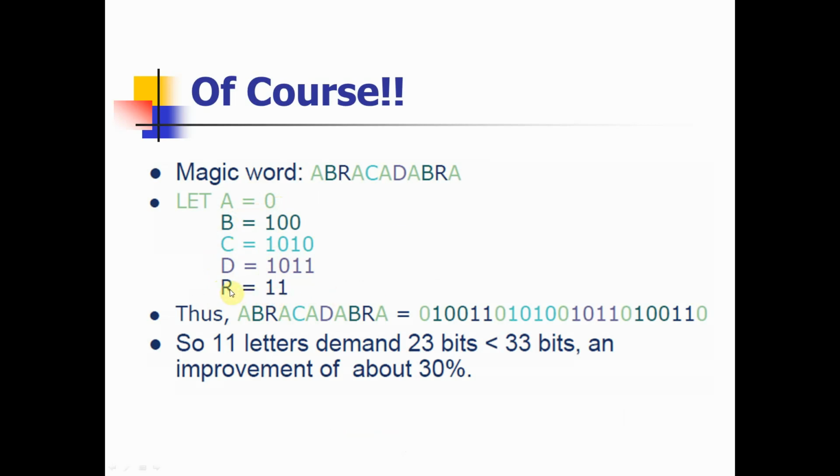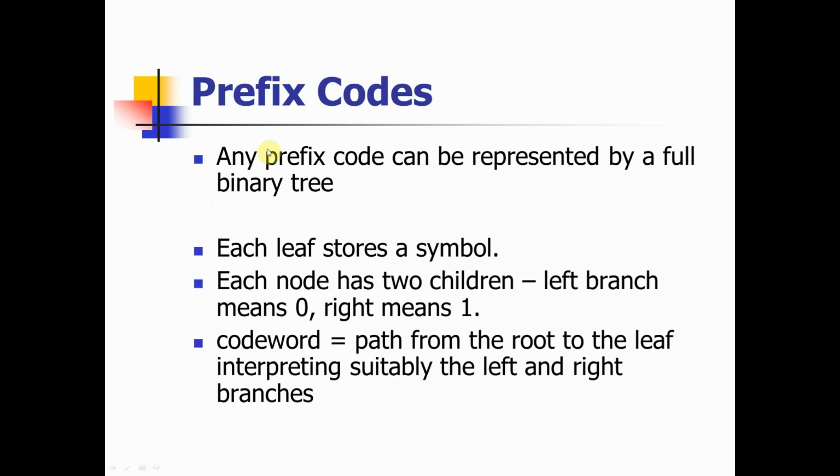The same thing with R equal to 1, 1, then B nor C nor D started with 1, 1. In fact, they're starting with 1, 0. And therefore, this is the important property that we need to maintain so that we will be able to decode the information. So, any prefix code can be represented by a full binary tree.